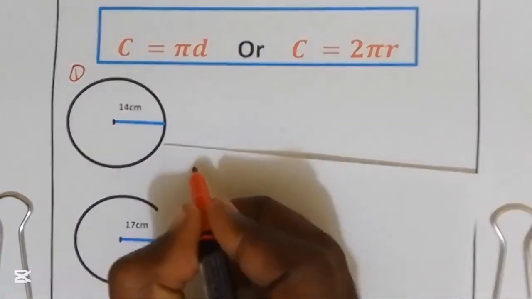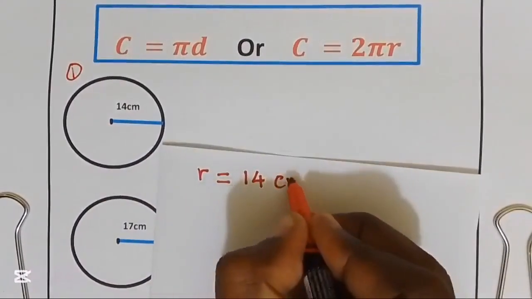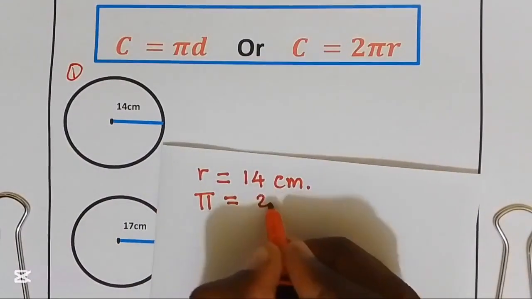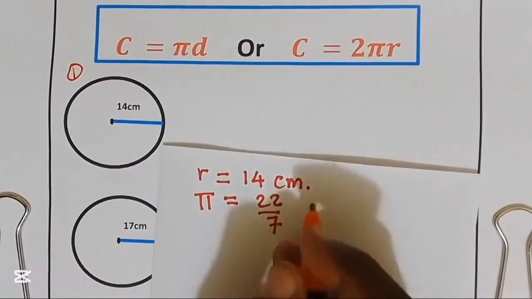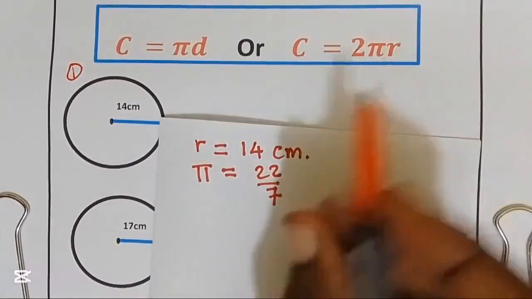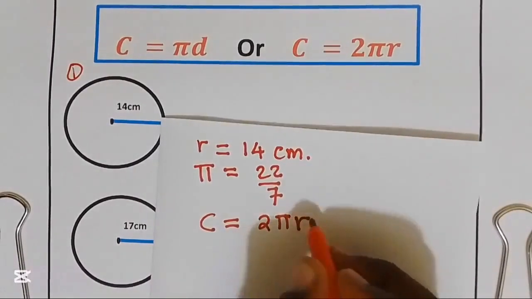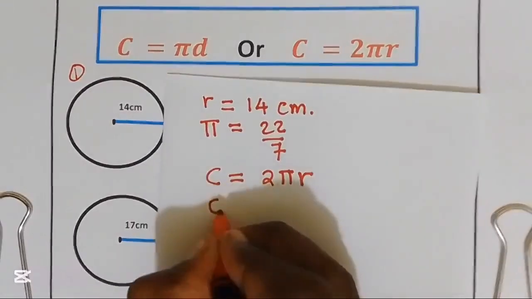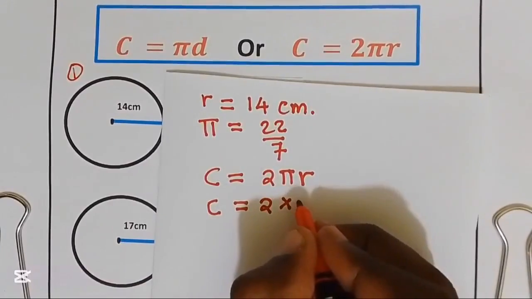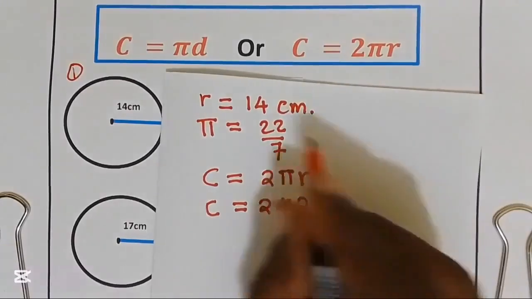Let us find the circumference of the first circle. They have given to us radius is equal to 14 centimeter. I'm going to use pi as 22/7, and our formula says that circumference is equal to 2 pi r. So my circumference will be equal to 2 multiplied by pi, which is 22/7, multiplied by r, which is 14.